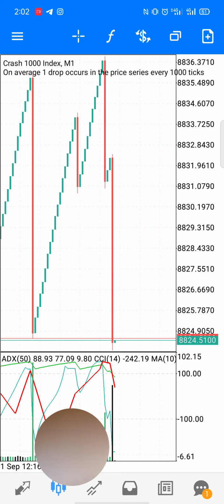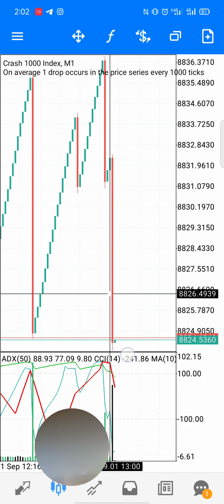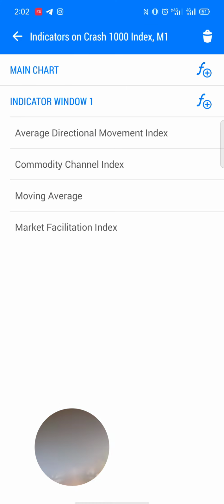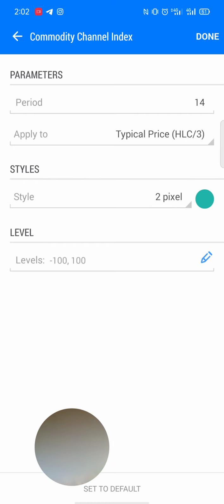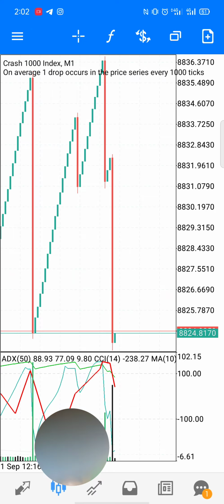I'll show you the reasons for this spike, how you can know how to catch these spikes. I'll show you the reasons for it. It's the strategy. So guys, the next indicator is the Commodity Channel Index. For the Commodity Channel Index, you take period 14, apply to typical price, the style 2 pixel. You can use the color green, then levels are negative 100 and positive 100. Go back and click done.